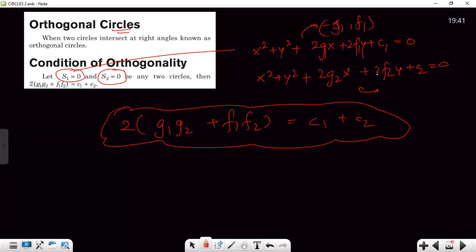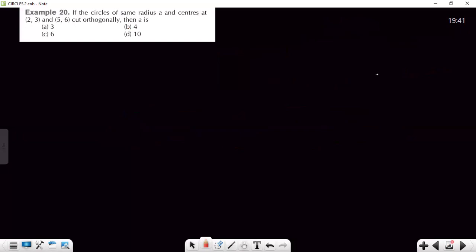C1, C2 are constants. Let's take an example. If the circles of the same radius A have centers at this and this, the condition was 2(G1G2 + F1F2) = C1 + C2. Centers we have, radius is the same.